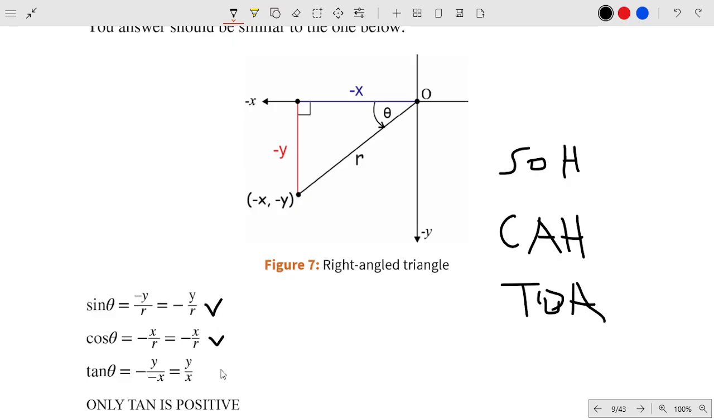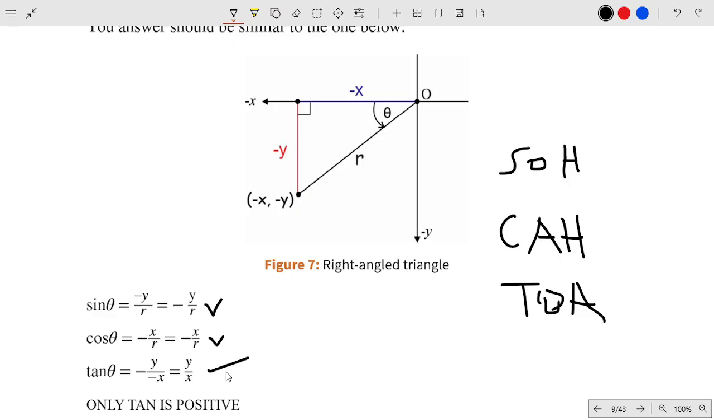Now let's move to the tan, which is opposite on adjacent. They are both negative, so you have negative y divided by negative x. So this is going to give us a positive value. So you have tan being positive. So in the third quadrant, only tan is positive.